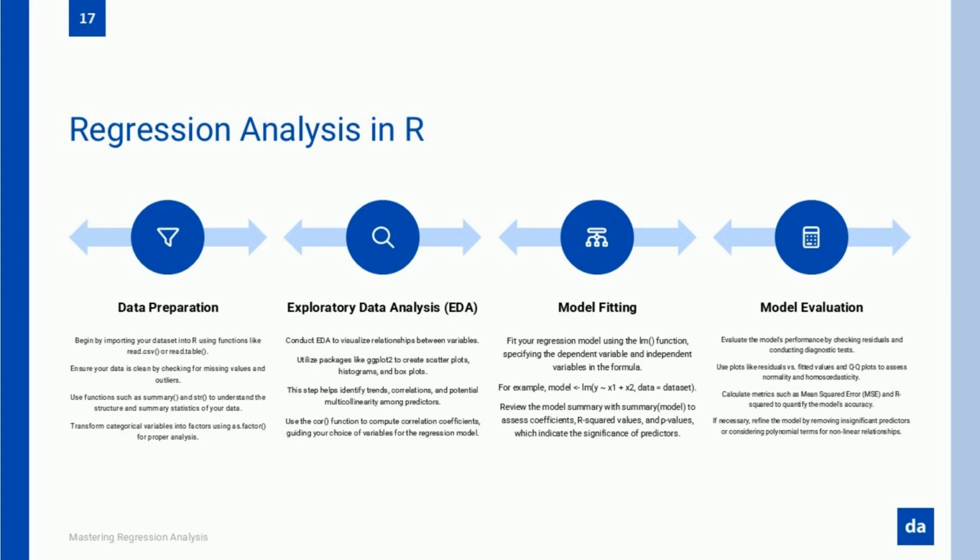Finally, refinement and iteration complete the cycle. Based on evaluation results, adjustments might include removing insignificant predictors, adding interaction terms, or even trying polynomial regression for nonlinear relationships. R's flexibility shines here, allowing you to iterate quickly and efficiently.